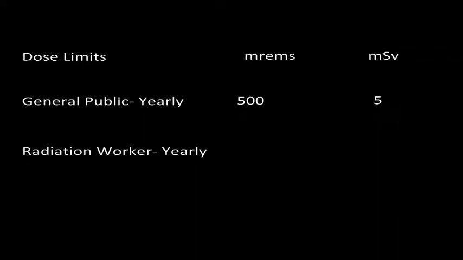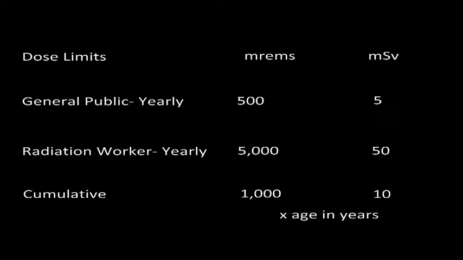Occupational dosimetry is mandated by the NRC to keep radiation exposure within the limits recommended by NCRP Report 116. The general public is limited to a yearly whole-body dose of 500 millirem, or 5 millisievert. Radiation workers are allowed 10 times more radiation for total body dose of 5,000 millirem, or 50 millisievert. However, there is also a cumulative occupational dose limit in effect of 1,000 millirem, or 10 millisieverts, times age in years.